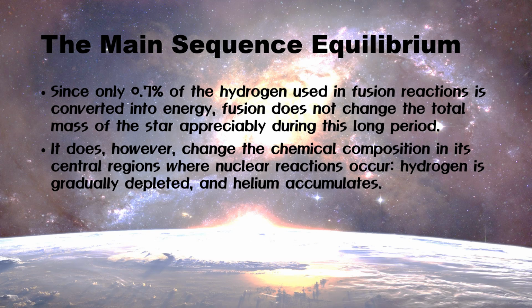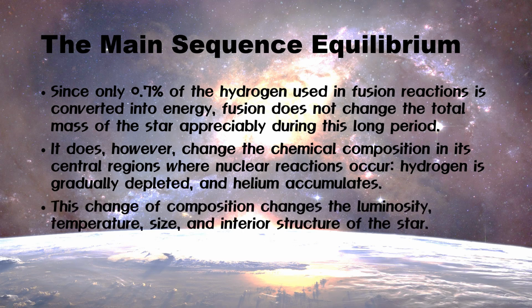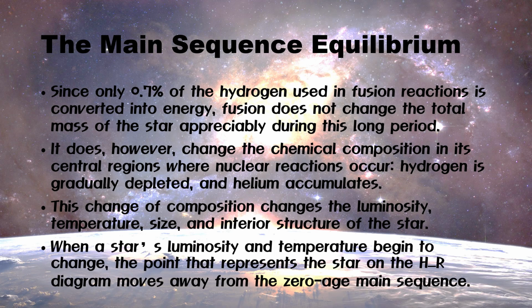Now, this does, of course, change the chemical composition within central regions where nuclear reactions occur. Even though we are getting some hydrogen back, over time, the hydrogen is gradually going to be depleted. We, of course, are at a net loss here. And we're going to notice that helium is going to take its place. It's going to accumulate deep within the core. Now, this change of composition changes the luminosity, the temperature, the size, and the interior structure of the star itself. When a star's temperature and luminosity begin to change, this is the point that represents the star in the HR diagram where it's going to actually move out of the zero-age main sequence.